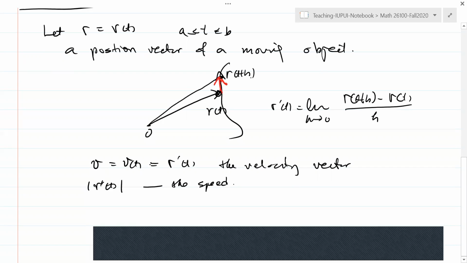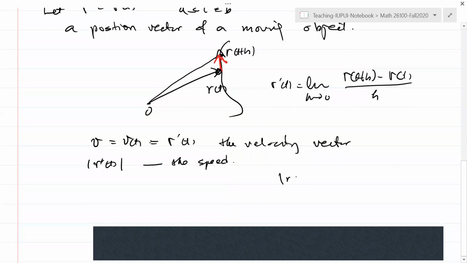And of course, when h approaches 0, it's getting small. But if you divide it by h, then if it has a limit, that is called the velocity. The reason is, if you take the norm, this is going to be the limit of something much easier to understand. Why is this called the speed? If we understand why this limit is called speed, then you understand the above limit is called the velocity.